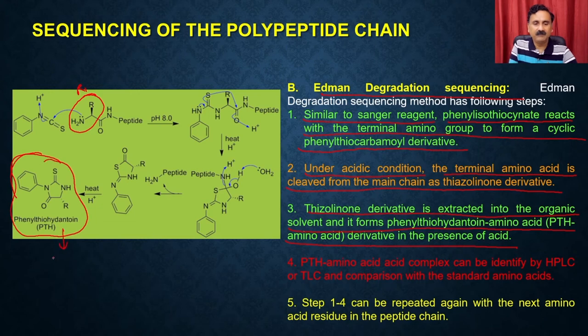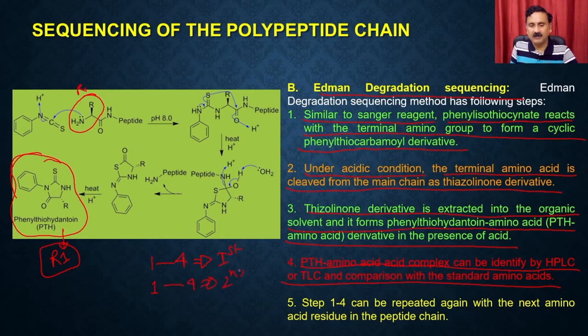This is the PTH complex of R1, and then the PTH amino acid complex can be identified by HPLC or TLC in comparison to the standard amino acid. Once you have done steps 1, 2, 3, 4 for the first amino acid, you can do them again for the second amino acid, because the first amino acid has been released and the remaining peptide chain is still there. You can use that and do another round.